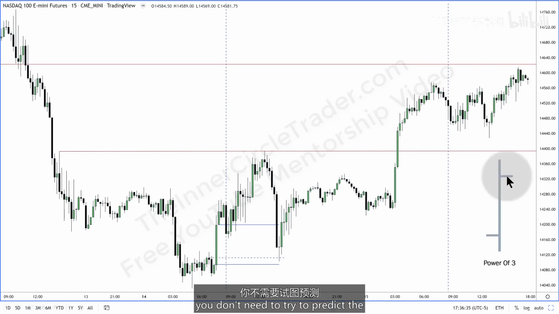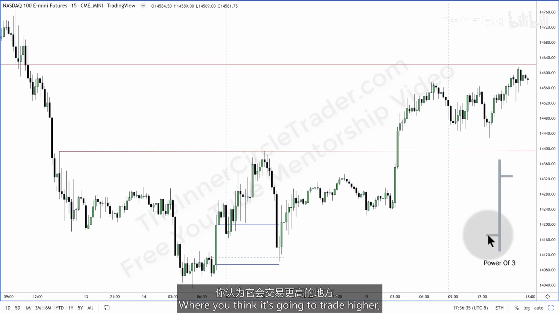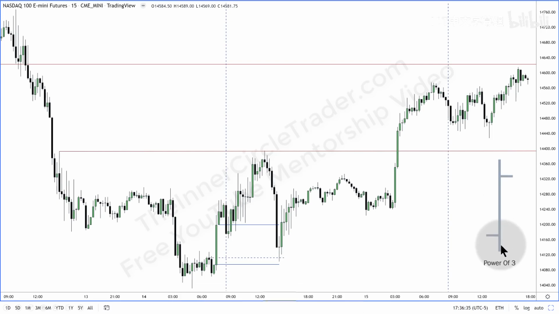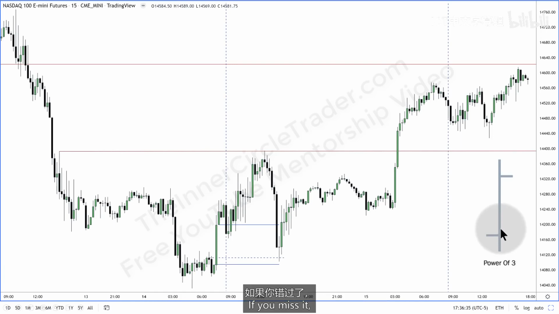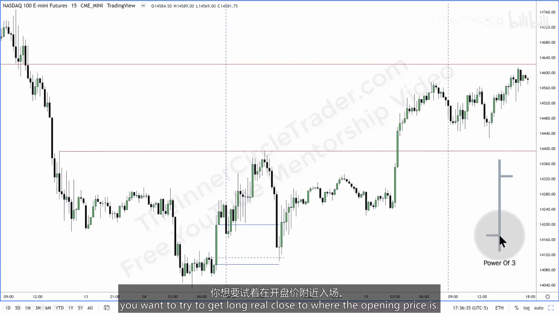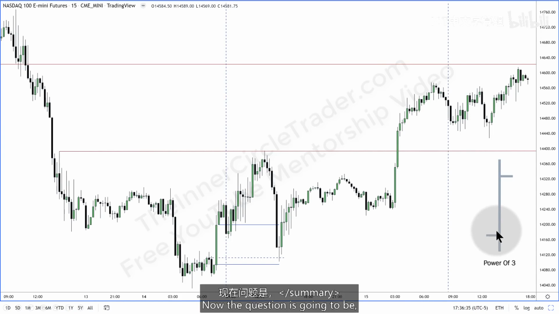It's just like I was mentioning here, you don't need to try to predict the closing price with Power 3, which is accumulation, manipulation. So in other words, if you're bullish, it opens where you think it's going to trade higher. It's going to be most likely a small little move lower. That's the move you want to try to go in and hunt along. If you miss it, you want to try to get long real close to where the opening price is. Now the question is going to be where's the opening price?